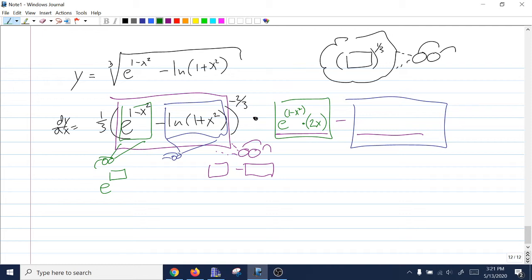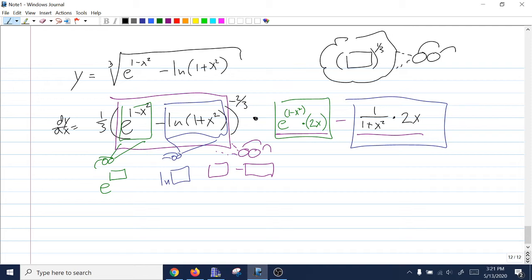Minus, this one is natural log of something. How do I take the derivative of natural log of something? It is 1 over, leave the inside alone, times the derivative of the inside. The 1 goes away, the derivative of x squared is 2x.